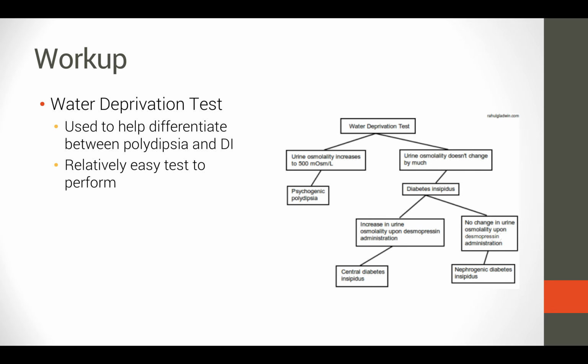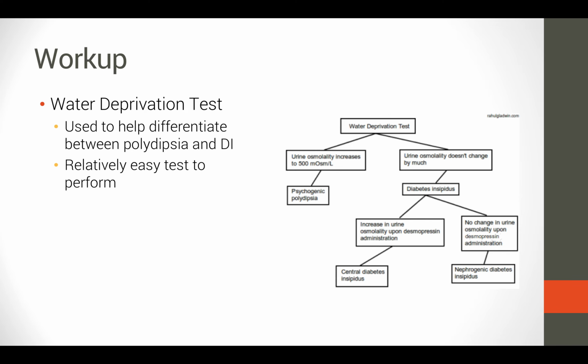So the understanding is you stop them from drinking any water. You admit these patients, you stop them from drinking any water, and then you look at what their urine osmolality does. So you measure the urine osmolality before you stop the water, and then you measure it after you stop the water, and you try and look for a difference.